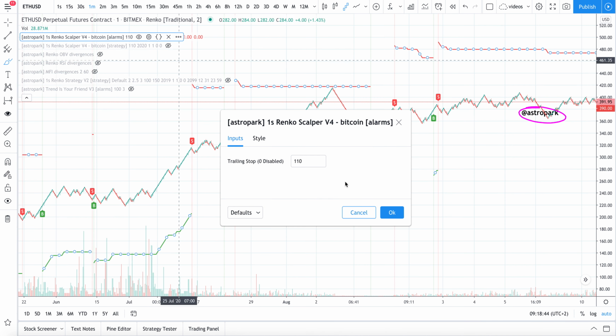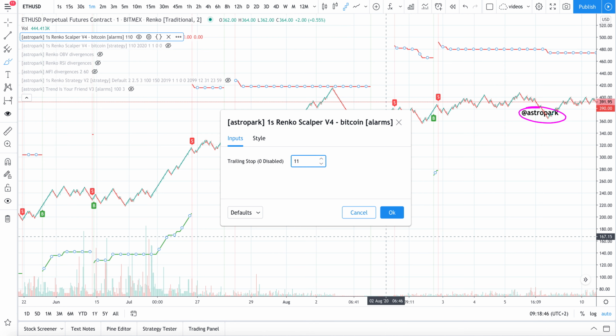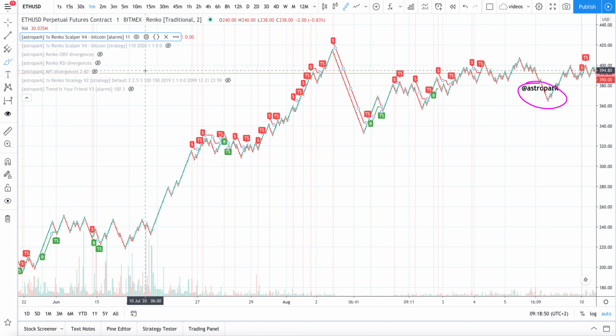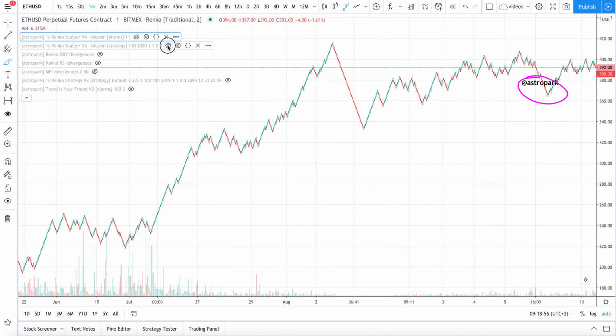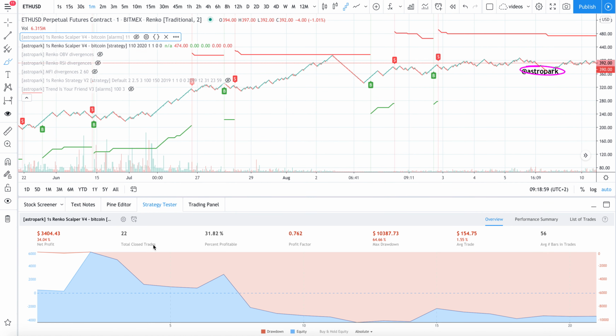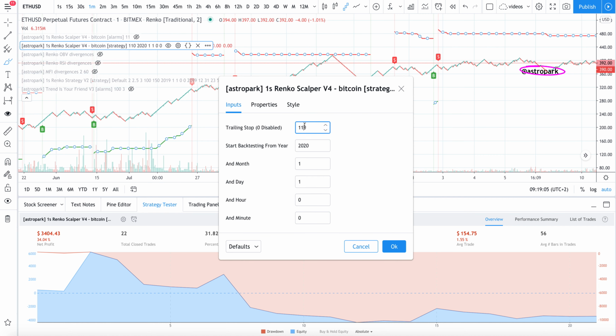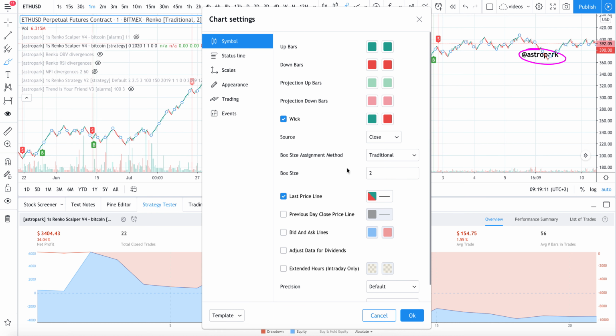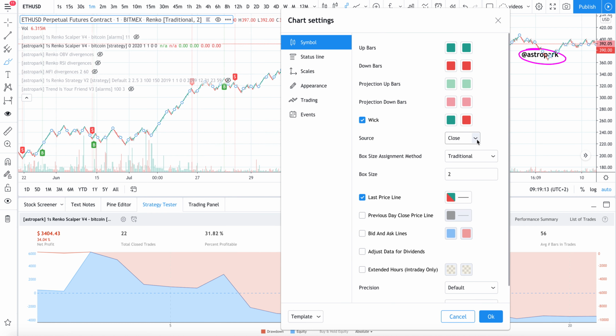Of course, trailing stop can't be 110. Let's see how we can find a good configuration. So first of all, how we can find a good configuration. Remove trailing stop and let's find a box size which is good.